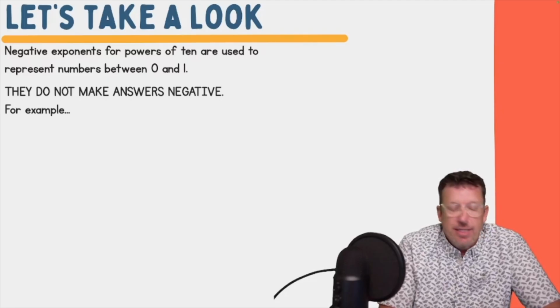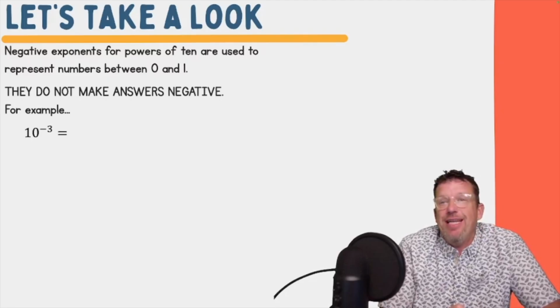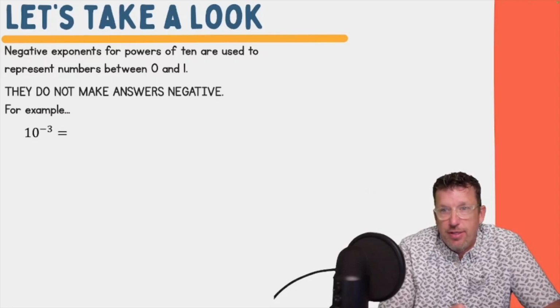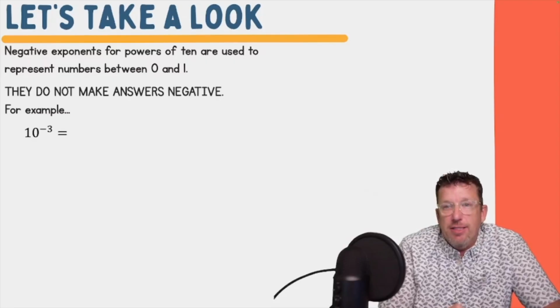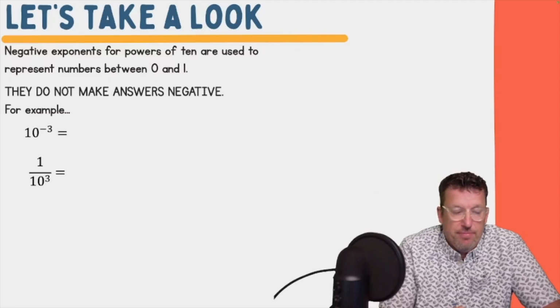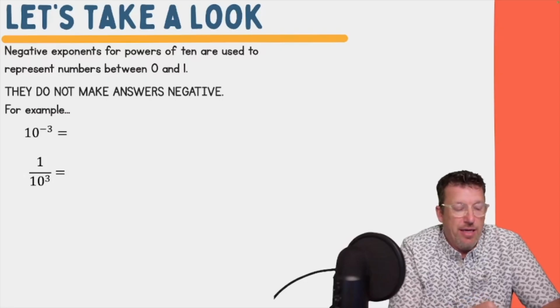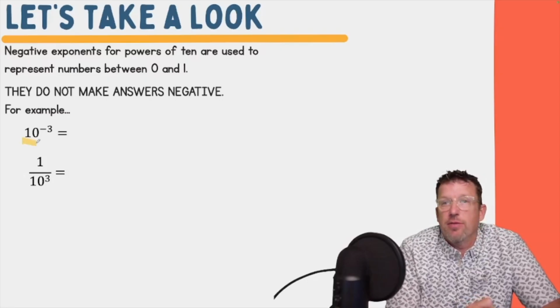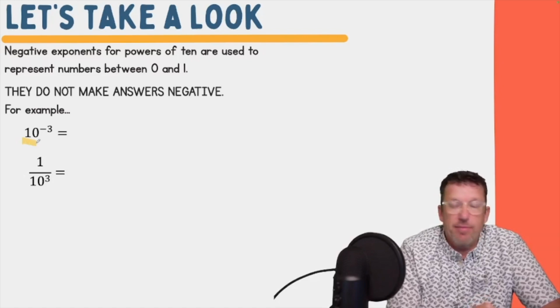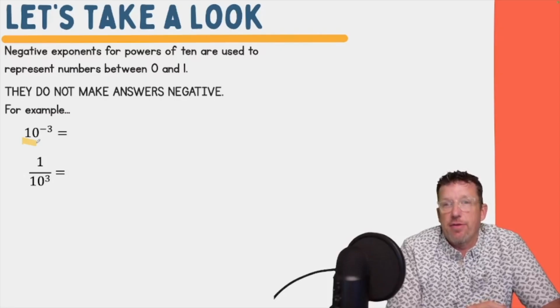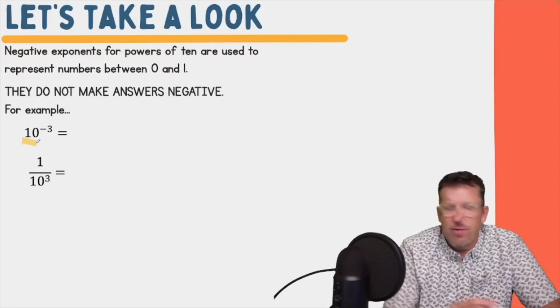For example, let's take a look at this now. If we have 10 to the negative third, all that means is we're taking the reciprocal of 10, which is 1/10, and now we're putting it to the third power. The negative means take the reciprocal, so we turn it into 1/10, and now we have 1/10 to the third. What does that mean?